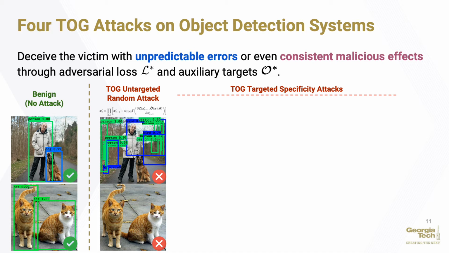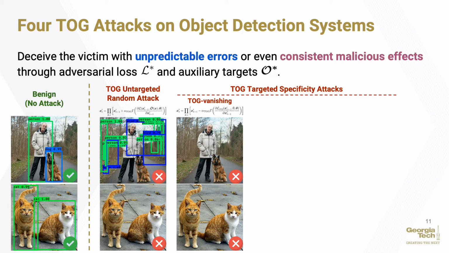The first attack is the TOG untargeted random attack. The objective is to generate adversarial examples that can fool the victim to misdetect with any kind of error. For instance, given the adversarial example, the victim detector misdetects multiple bounding boxes of the person in the first image. This attack can behave differently across different images, even on the same victim detector. Just like the second image, both cats are missing given the adversarial example.